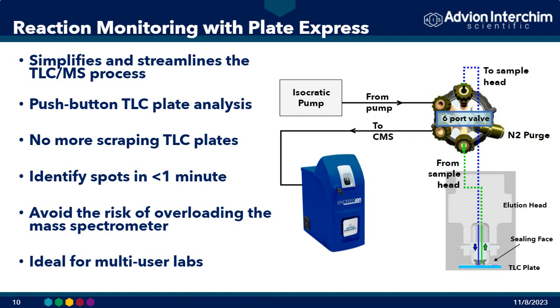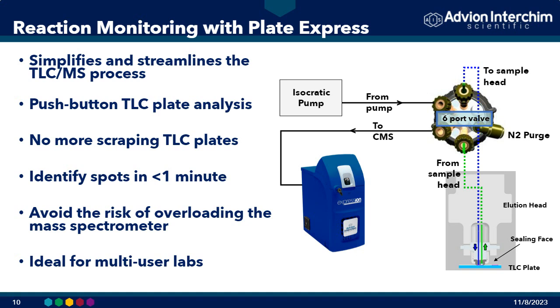Okay, so how does this work? You have an isocratic pump pumping solvent into a valve, and then in the Plate Express, you have what's called the elution head that is going to come down and form a nice seal with your TLC plate above your spot. And then the solvent will wash through the elution head, washing your compound out from the plate, filtering out the silica, and then directly into the CMS.